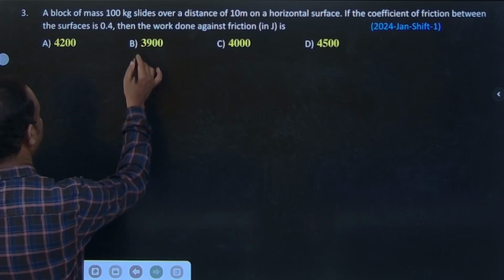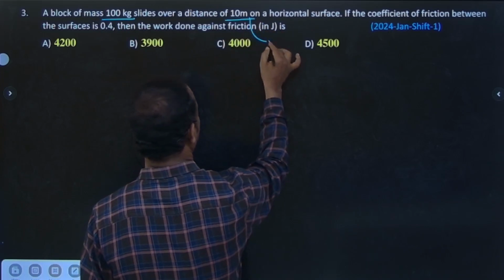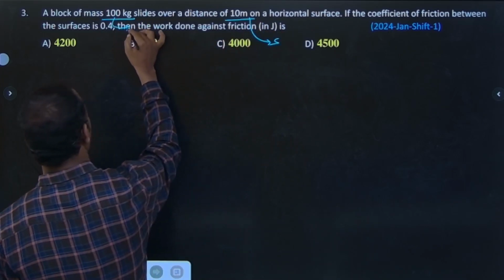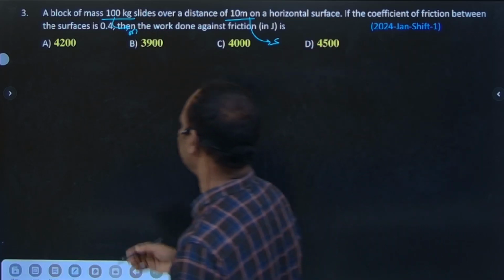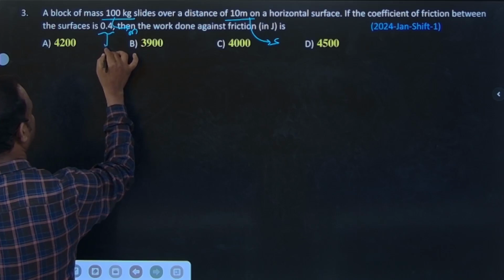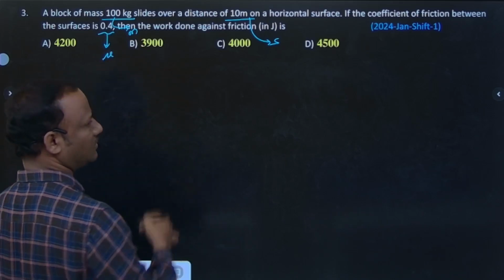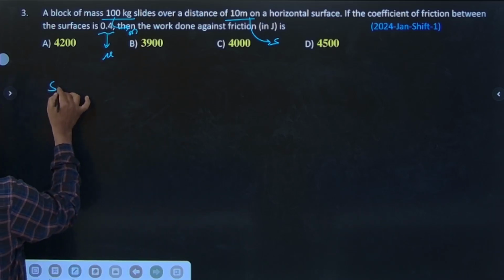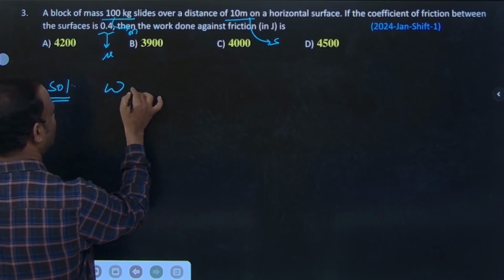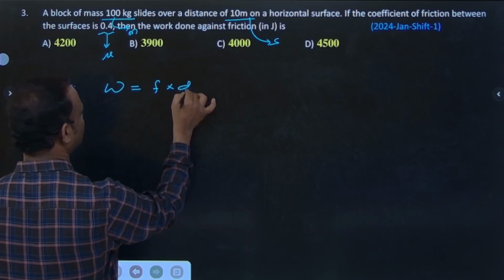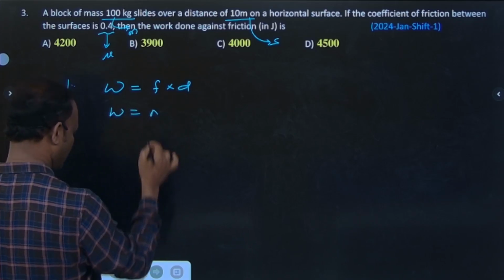A block of mass 100 kg slides over a distance of 10 meter. This is S. Its mass is given as m, and on the horizontal surface, the coefficient of friction, mu, is equal to 0.4. The work done against the friction is what? So work done against friction is frictional force into displacement. So W is equal to F, which is mu into N.